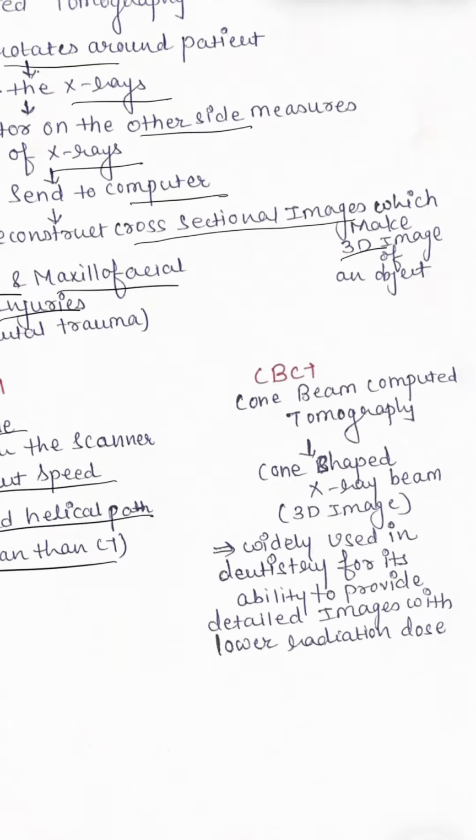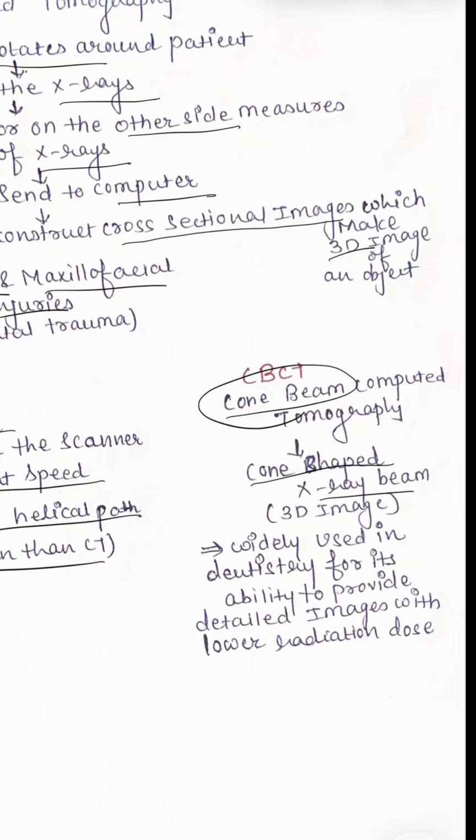Then CBCT, cone beam computed tomography, and as the name suggests, it has a cone shaped X-ray beam which constructs the 3D image.